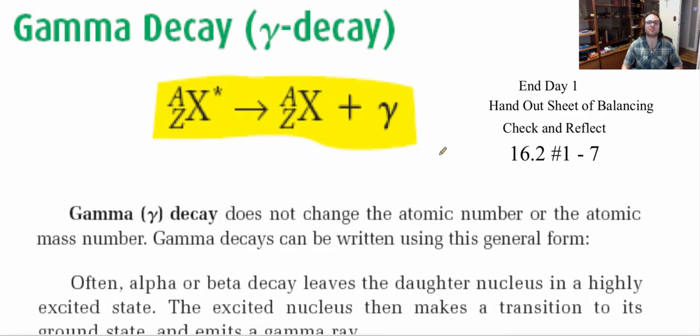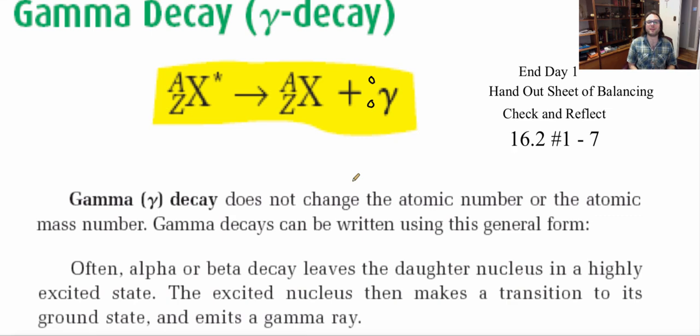Now lastly, we just have to go over gamma decay. Gamma decay actually does not change the atomic number since it has a 0 here for my atomic mass, and there's 0 charge. So it doesn't change the atomic number or atomic mass. Gamma decays can be written using just this general form up here.